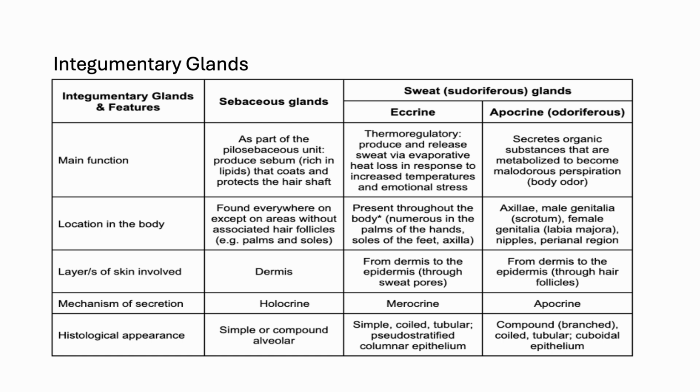Remember, eccrine involves the dermis to epidermis through the sweat pores, but apocrine involves the dermis to epidermis through the hair follicles. The secretion is apocrine, as I said. The structure can be compound, branched, or coiled, tubular, with cuboidal epithelium.